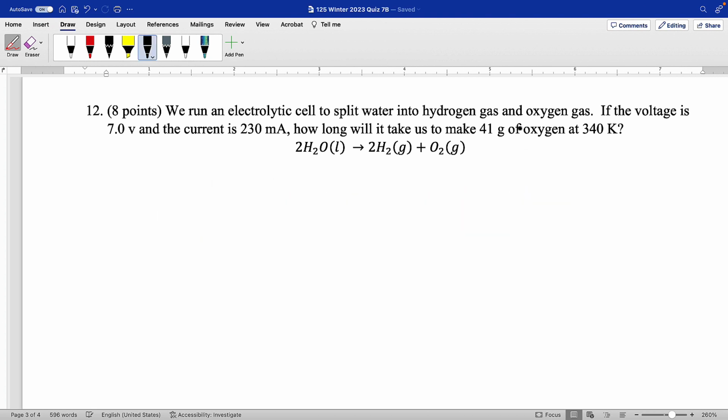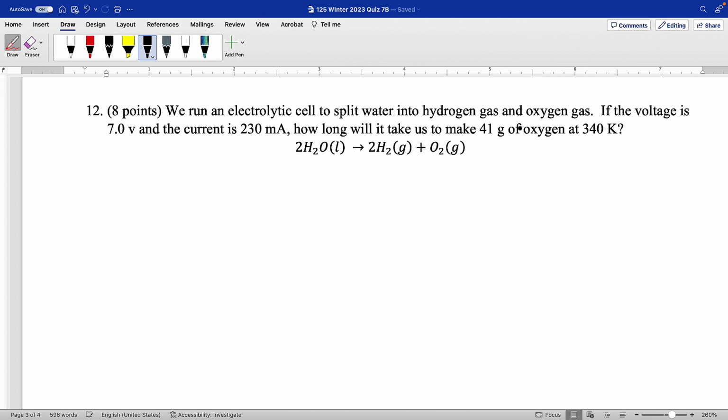Okay, so we have a problem where we're going to try to generate oxygen, and obviously this reaction is one that's not going to go by itself. We have to supply some energy. So this is going to be something where we're using electricity as a reactant. So it's a stoichiometry problem, like an electroplating problem.